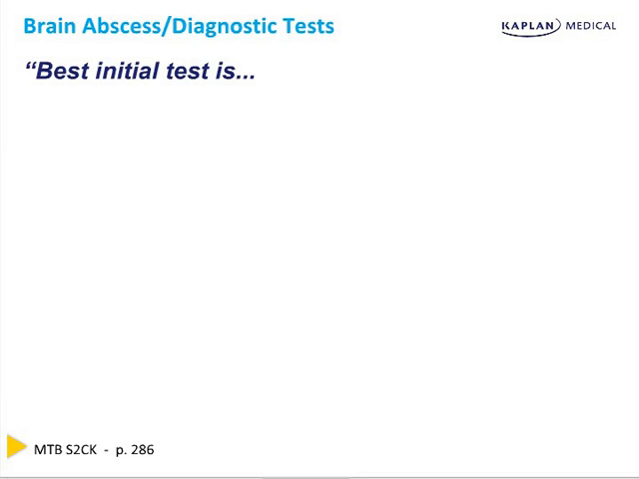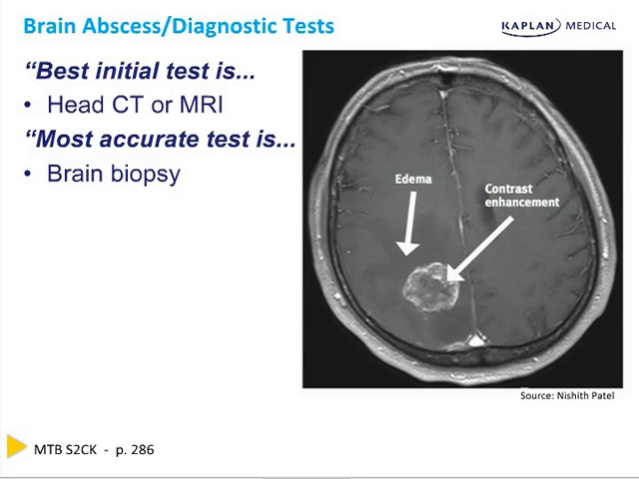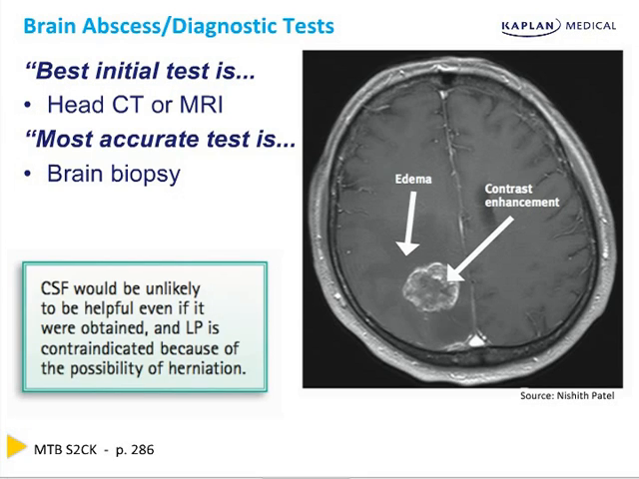The best initial test for a brain abscess is a head CT or MRI. Remember, the thing that tells you that it's there is somebody has focal neurologic findings or they've had a seizure. So even if you had no idea whatsoever there's a brain abscess, the focal neurologic finding or seizure will tell you: best initial test, head CT or MRI. Most accurate test is a brain biopsy, because that's the only way you could know for sure the content of it. Now, CSF evaluation, cerebrospinal fluid, not only would it be unlikely to be helpful, even if it were obtained, the LP is contraindicated. It's dangerous because of the possibility of herniation.